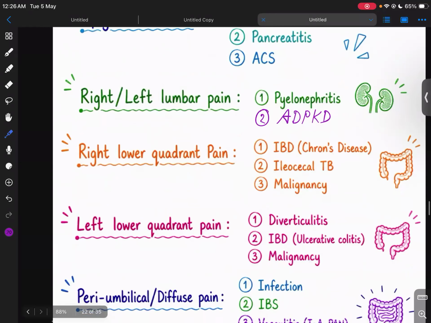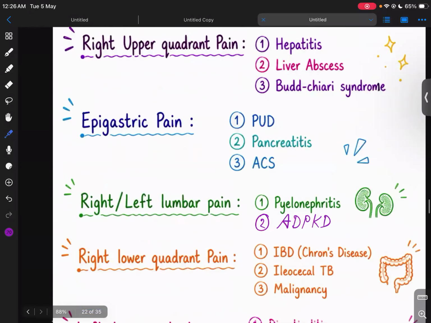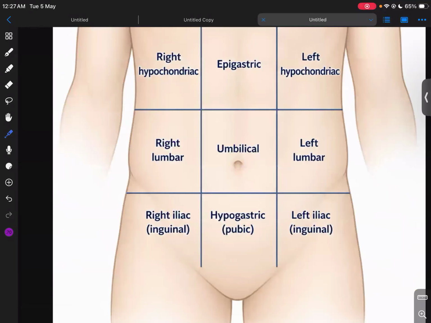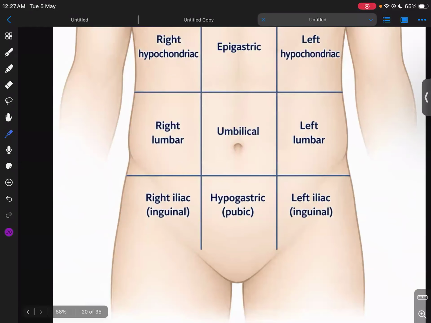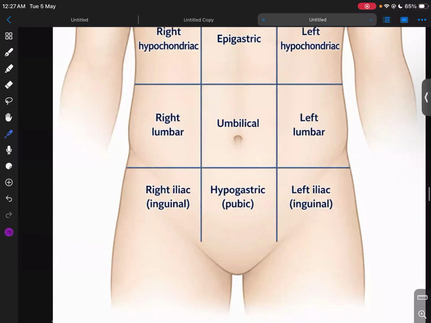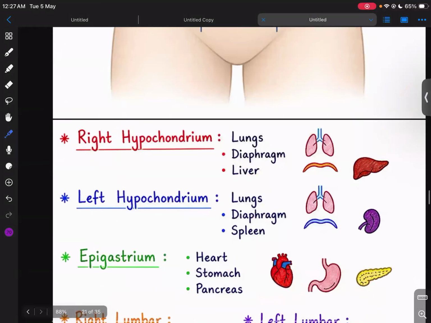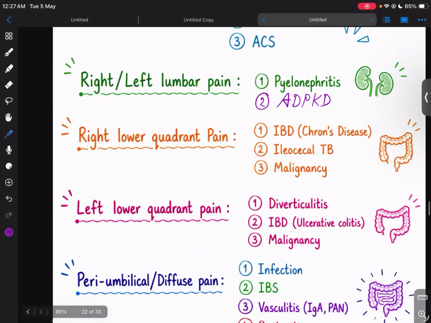Then come to the left lower quadrant. In the left lower quadrant, there resides the sigmoid colon and part of the rectum. It is the sigmoid colon where diverticula mostly form. Also, in the sigmoid colon, ulcerative colitis has a great tendency to happen. So what are the differential diagnoses of left lower quadrant pain? They are diverticulitis, ulcerative colitis, that is inflammatory bowel disease, and also malignancy.